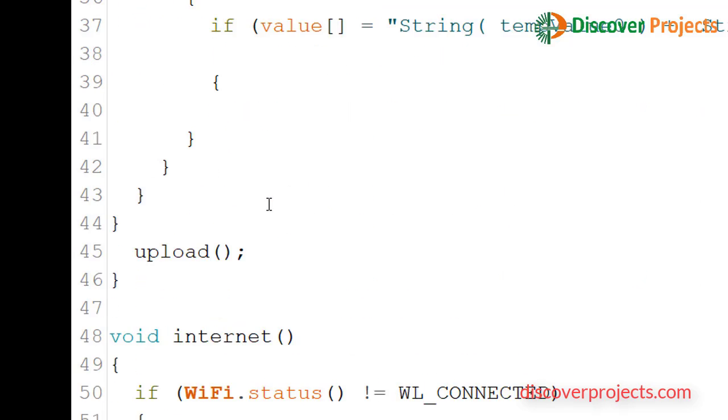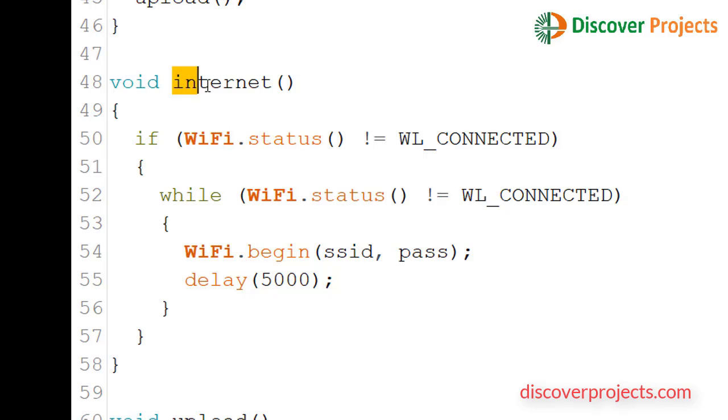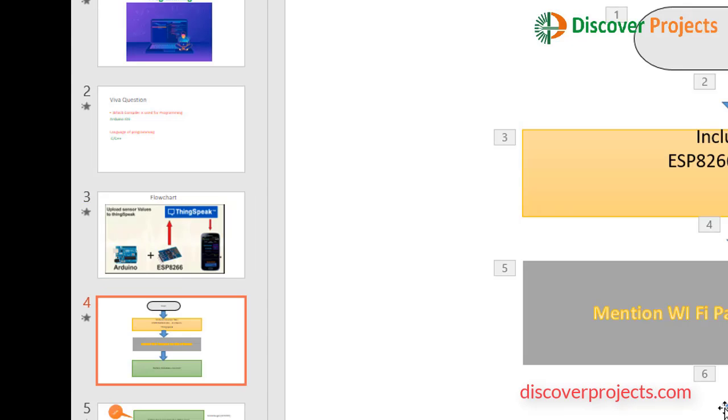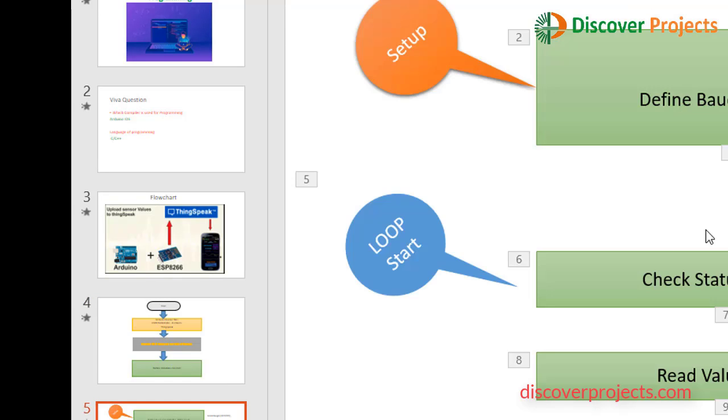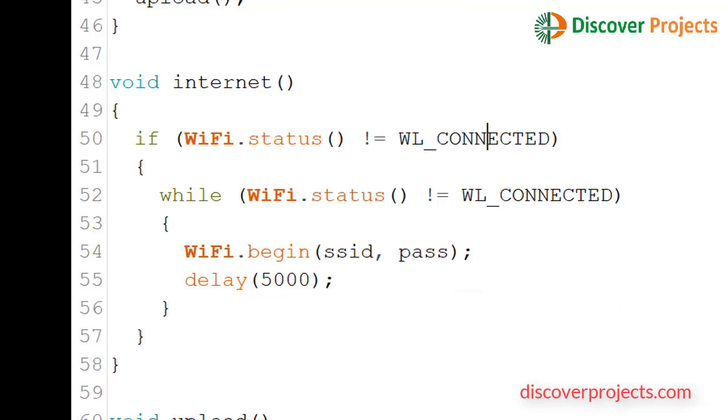What is the internet function all about? We'll jump over here. See here, internet. This is a separate function we have defined. Wi-Fi status: it is going to check whether your Wi-Fi is connected or not. If you see the flowchart, in the flowchart I have mentioned define the variables, then define the baud rate, ThingSpeak, check the status of Wi-Fi connectivity. Right. So if you go back, it is going to check whether the Wi-Fi is available or not.